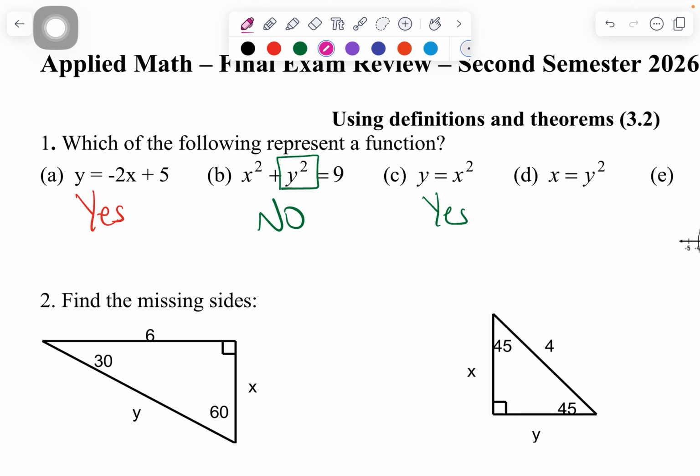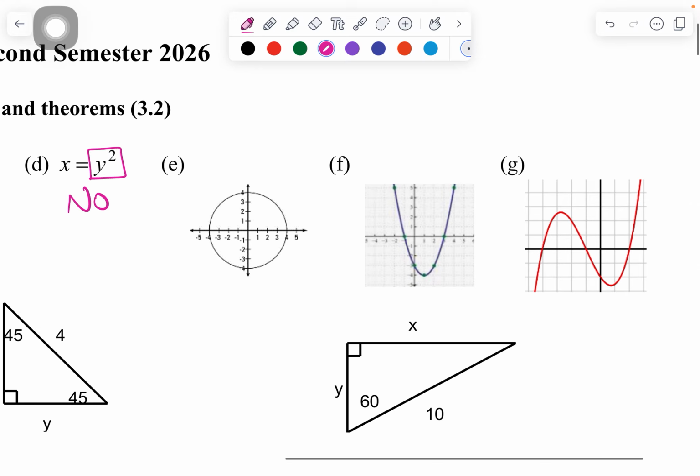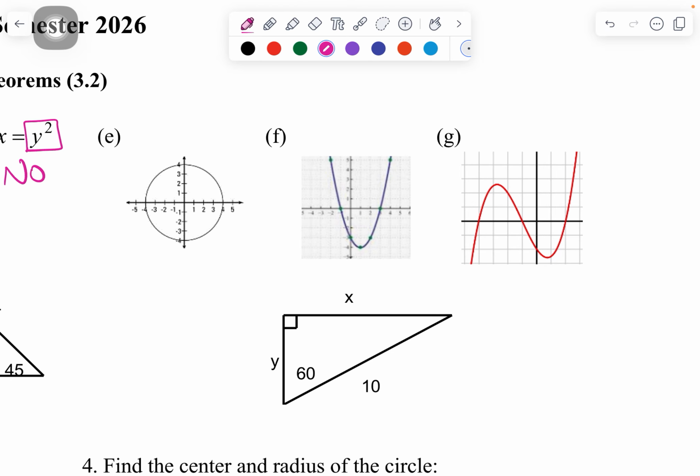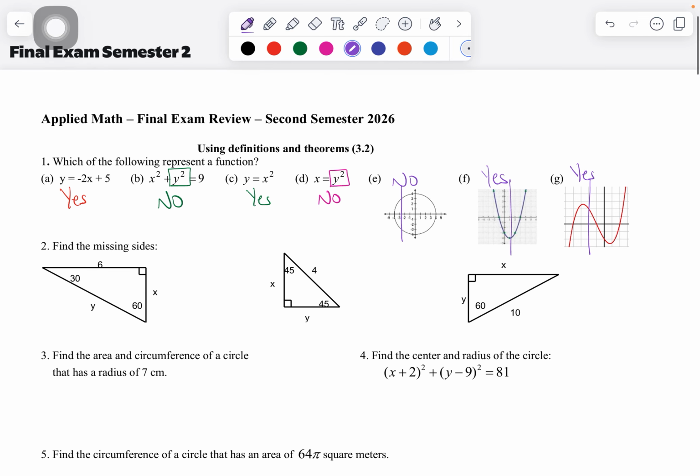You've got part D here. You have another y squared, so that's a no. Part C is a quadratic equation that's concave up. Part D is a quadratic that's sideways, so that's why it's a no. E, F, and G are all vertical line test questions, so E fails the vertical line test, so that's a no. F would pass the vertical line test, so that's a yes. Let's actually write the word yes there. And G would also pass the vertical line test, so that is also a yes. All right, any other questions there? Not for question number 1.